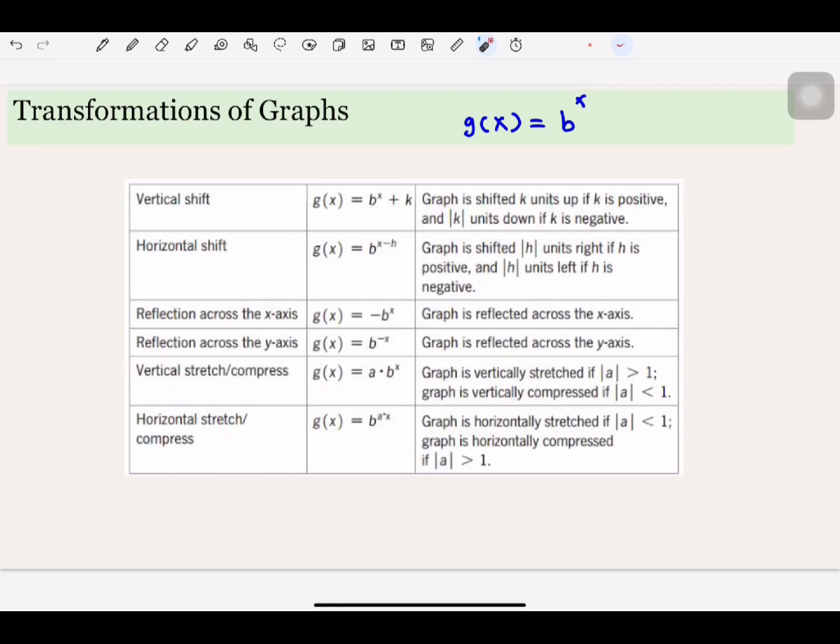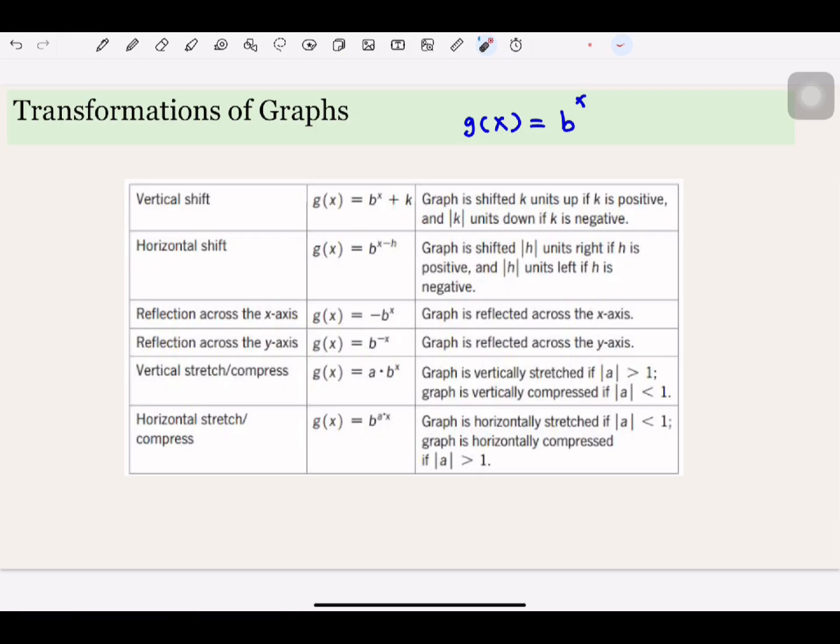Okay, so let's go over how we can transform the graph of an exponential function like g of x equals b to the power x using shifts, reflections, and stretches. So we'll look at each type of transformation and how it affects the graph.